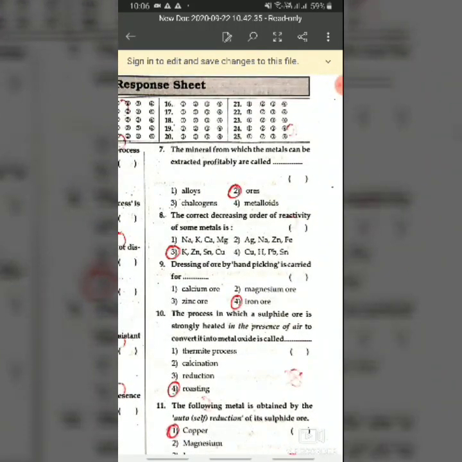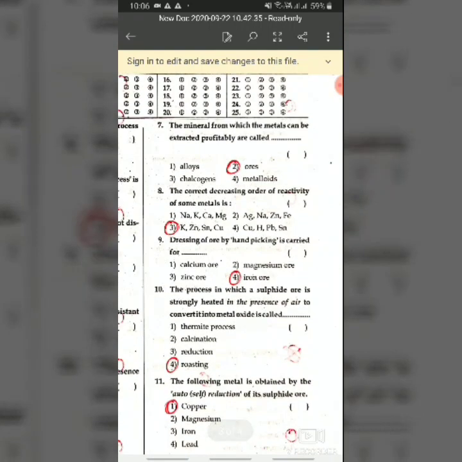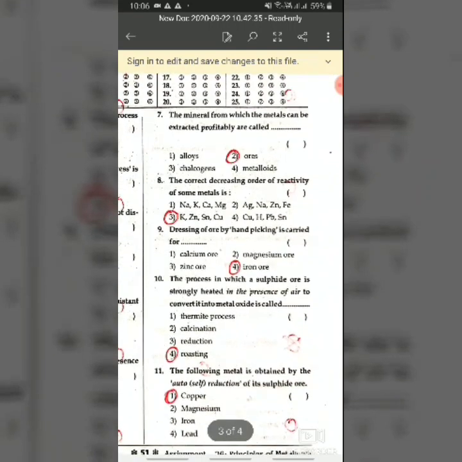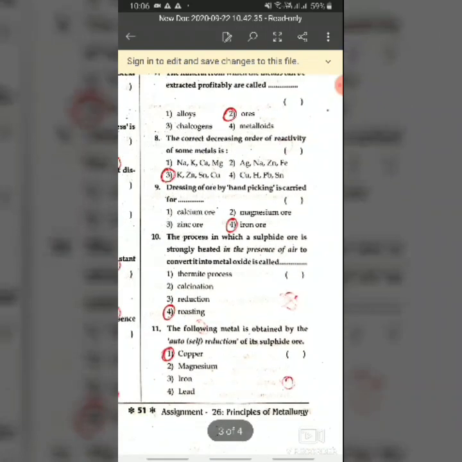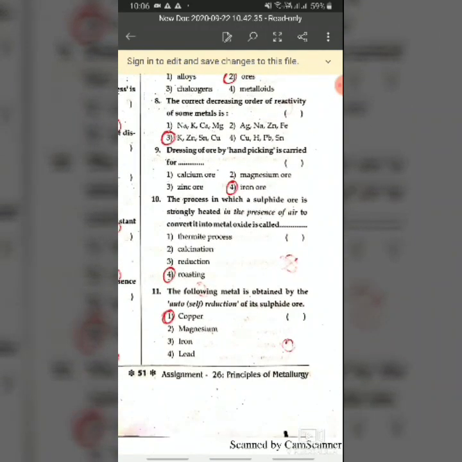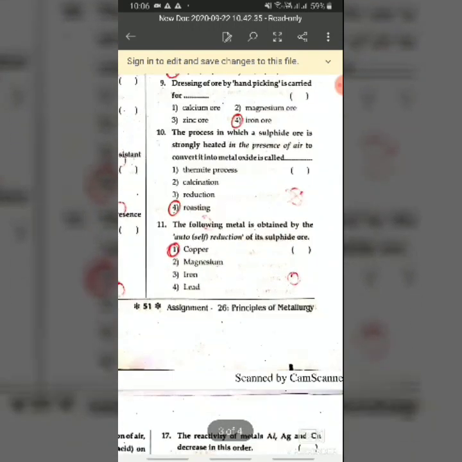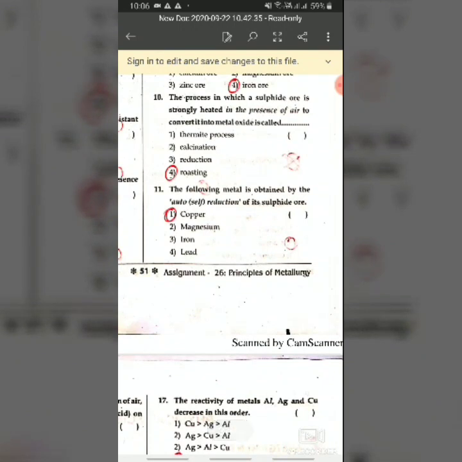The mineral from which the metal can be extracted profitably are called ores, option 2. The correct decreasing order of reactivity in the given options, the answer is option 3, that is potassium, zinc, scandium, copper. Dressing of ore by hand picking is carried for iron ore. Answer option 4. The process in which sulfide ore is strongly heated in presence of air to convert into metal oxide is called roasting. Answer 4. The following metal is obtained by the auto reduction of its sulfide ore, that is copper. Option 1.